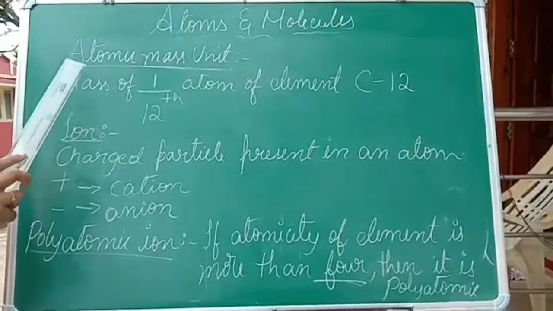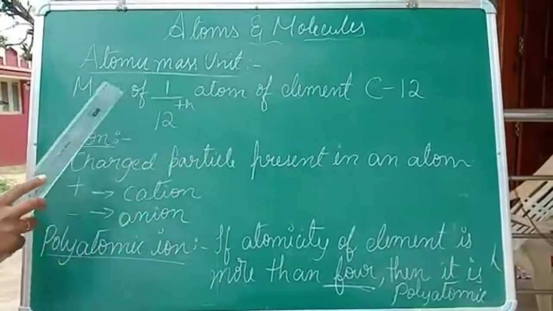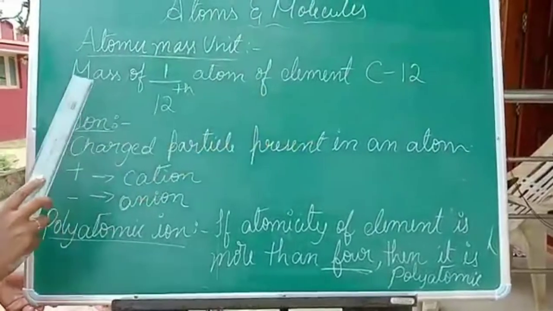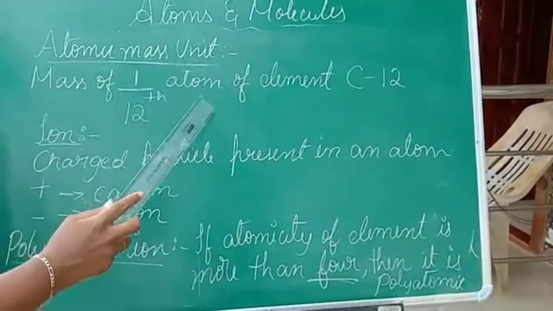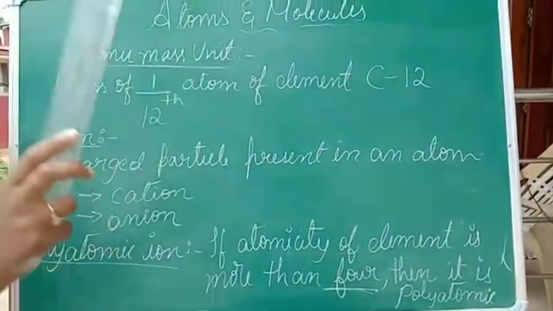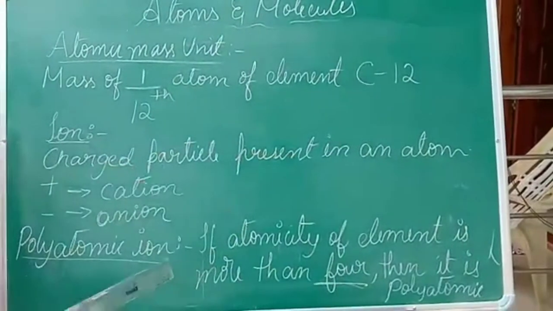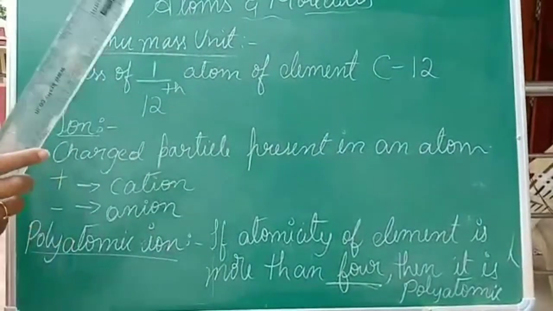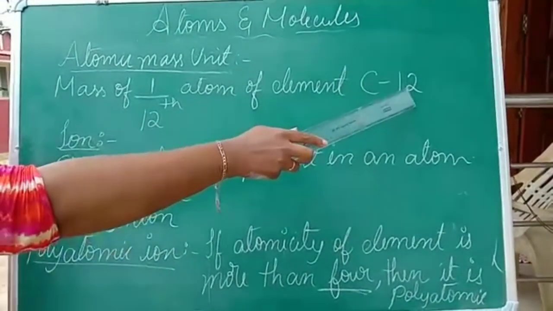So the next topic is atomic mass unit. This is the definition of atomic mass unit: mass of 1/12th atom of element carbon 12. That is, mass of 1/12th atom of element C12. Here this is C, no? This C indicates the element name carbon. And what is this 12? 12 is the atomic mass number of carbon. The atomic number of carbon is 6 and twice 6 is 12. So the atomic mass number of carbon is 12.